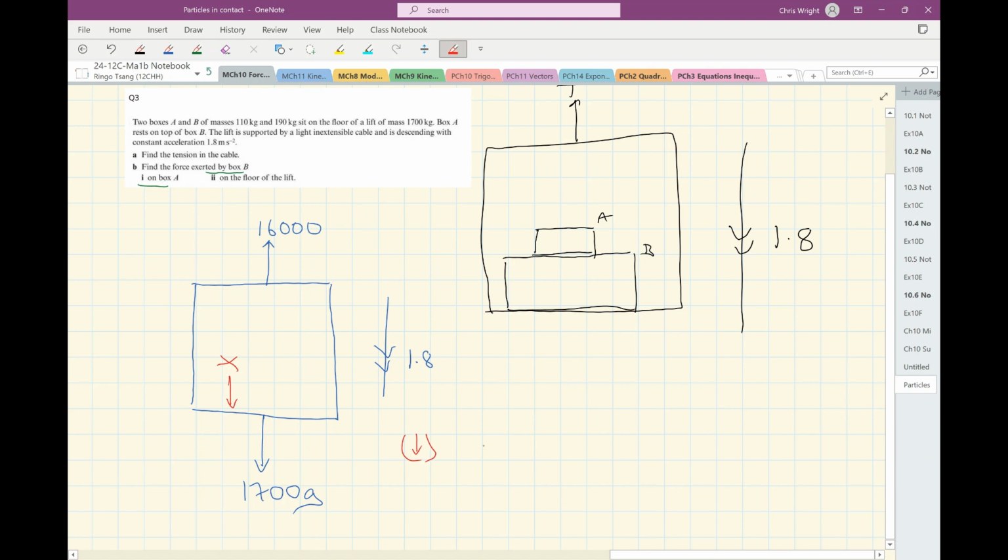So I've got forces going down, 1700g plus X, and then a force in the opposite direction. So I've got a net downward force of 1700g plus X minus 16,000. And that equals the mass, 1700, times the acceleration, 1.8. So now I can solve that equation to give me X equals 2,400 newtons.